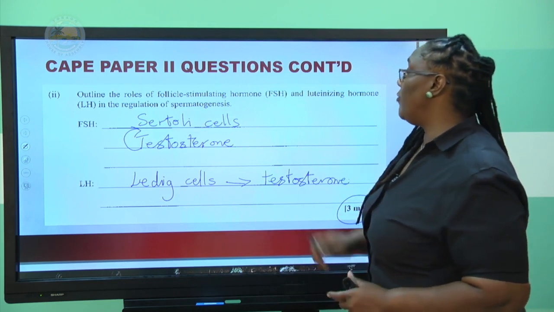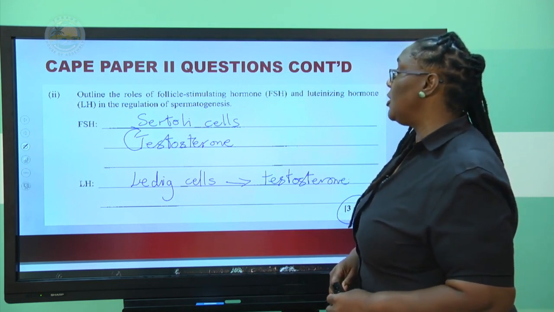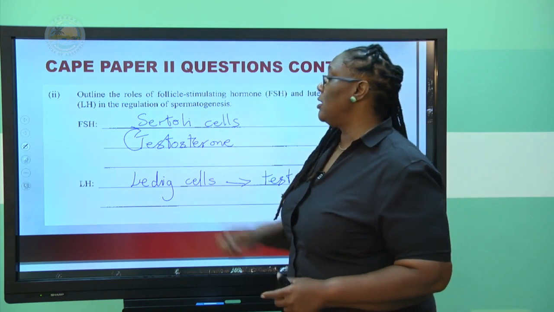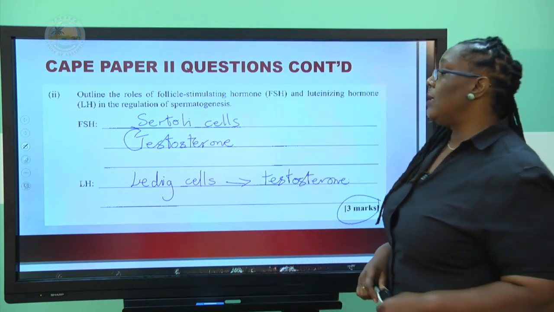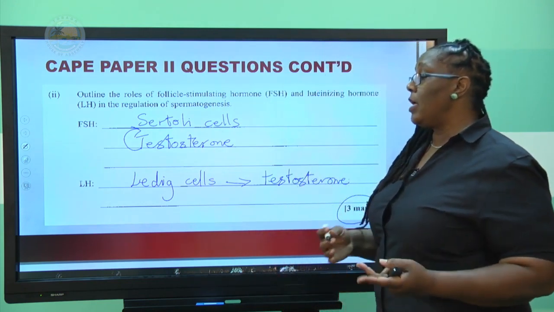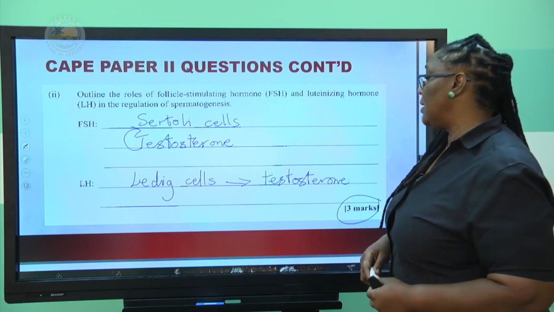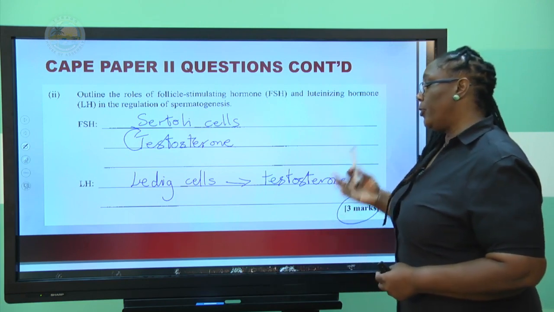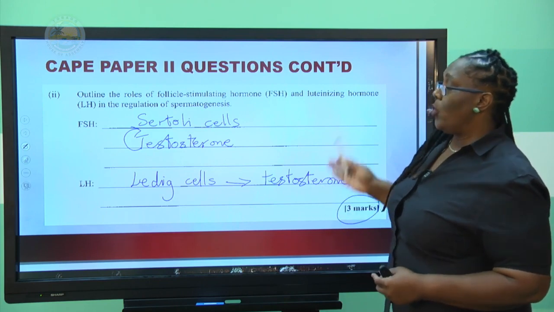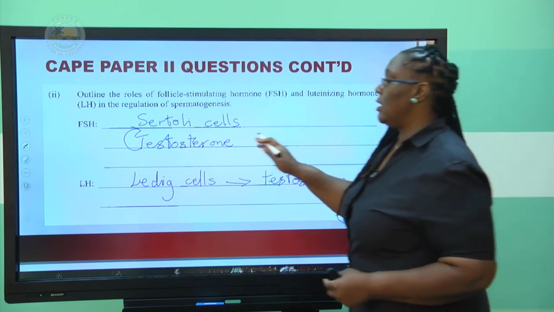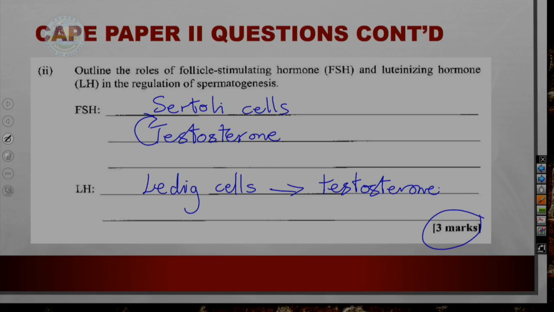So the roles of the FSH and LH: the FSH impacts on the Sertoli cells in making the Sertoli cells more permeable to testosterone, and LH will impact on the Leydig cells and on the production of testosterone, which in turn, of course, will allow the Sertoli cells to produce more sperm or increase the rate of spermatogenesis.